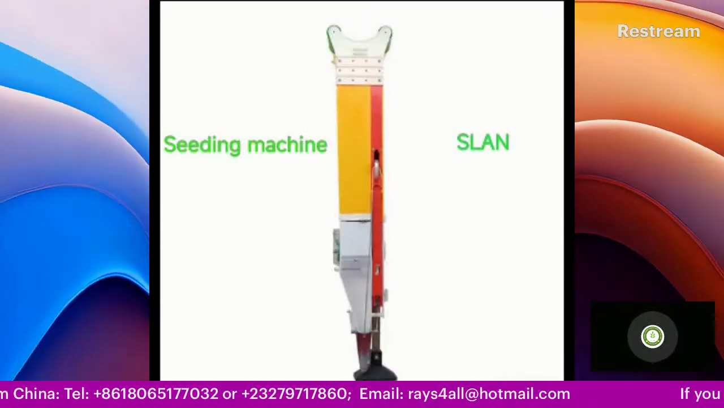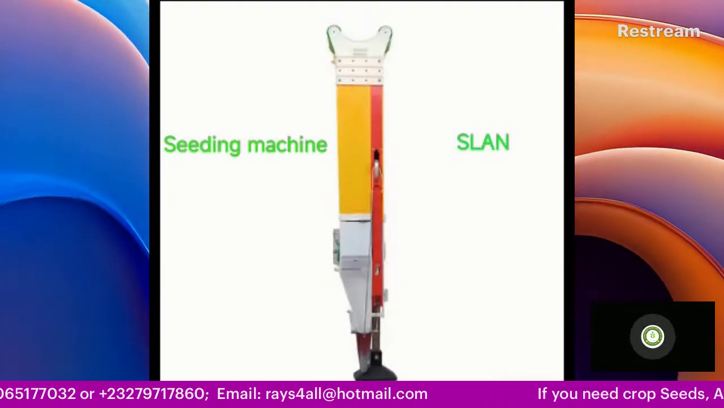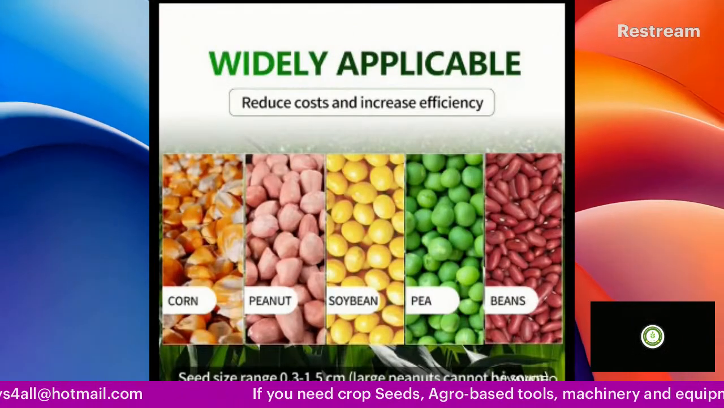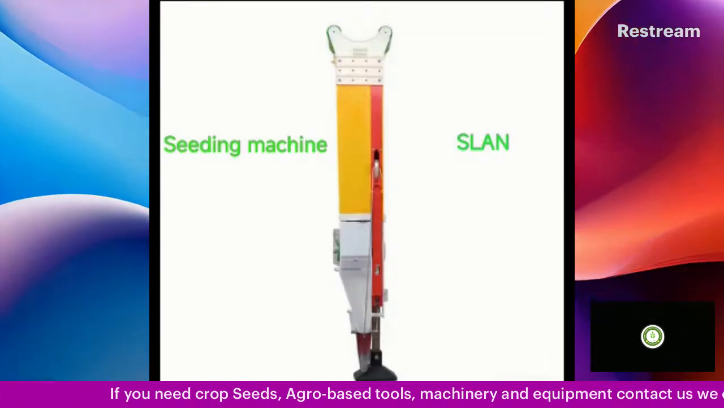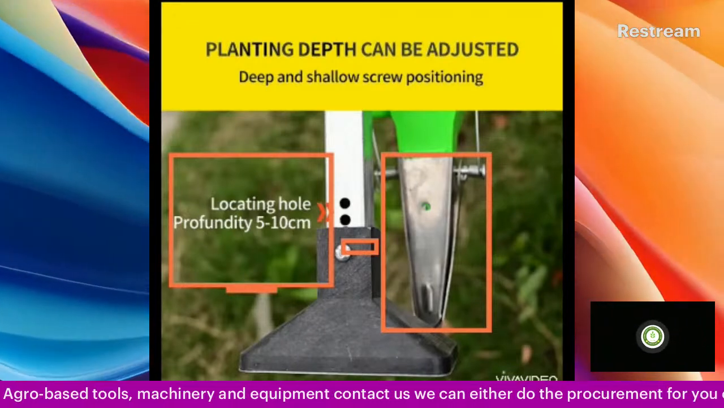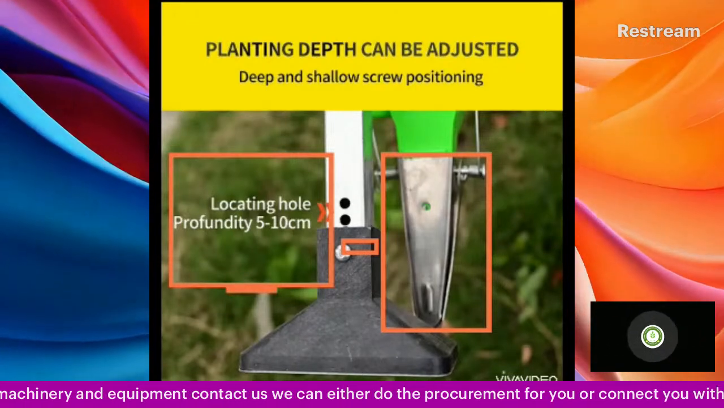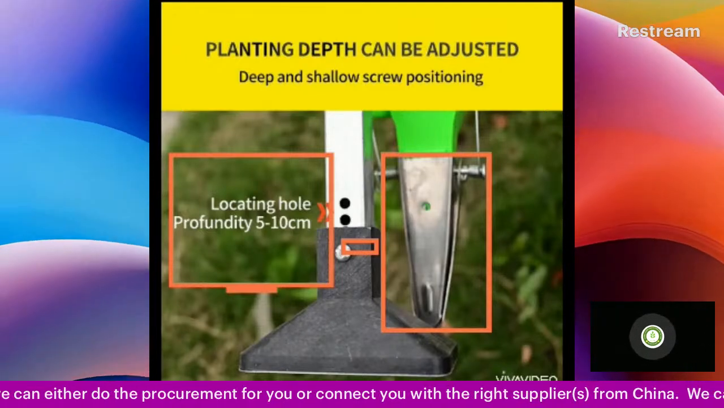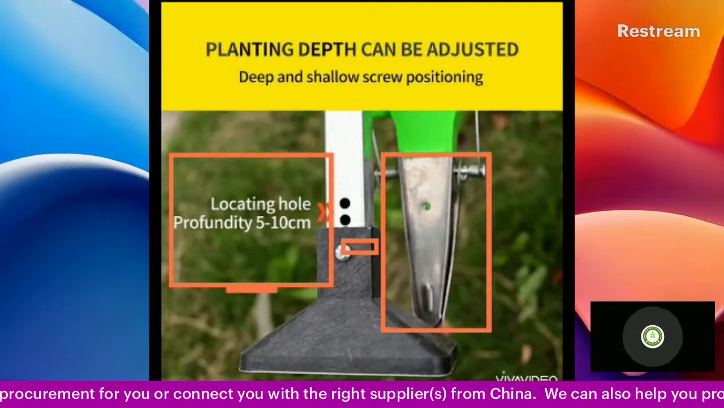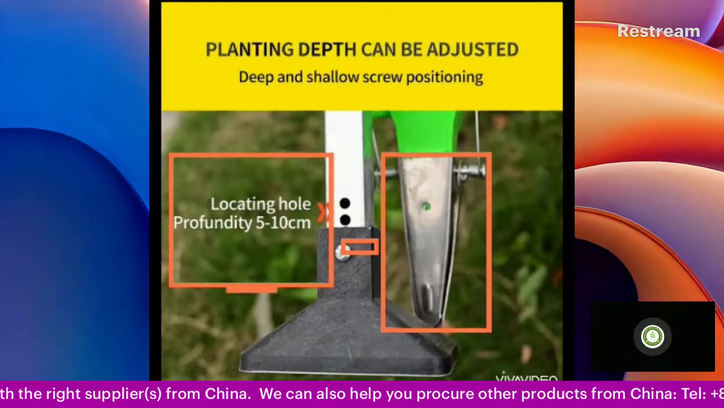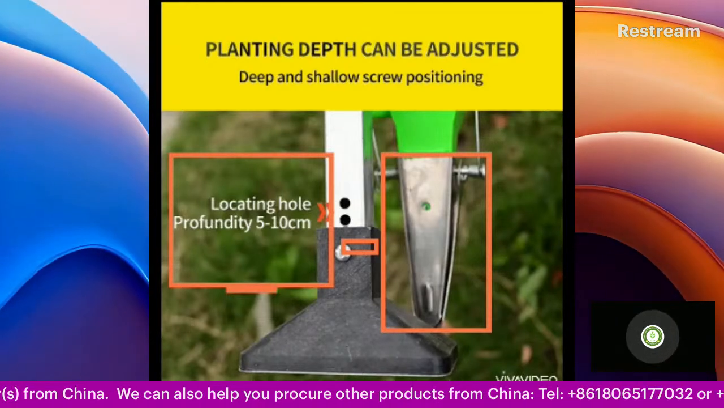And then this is the same machine. Okay, it's the same machine. These are the seeders, seeding the seed holes. The seed hole size is 5 to 10 centimeters in terms of the depth. Okay, 5 to 10 centimeters seeding.